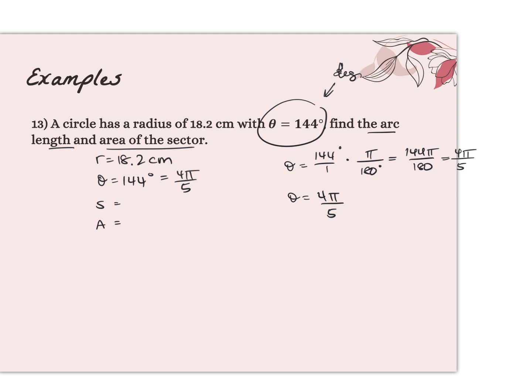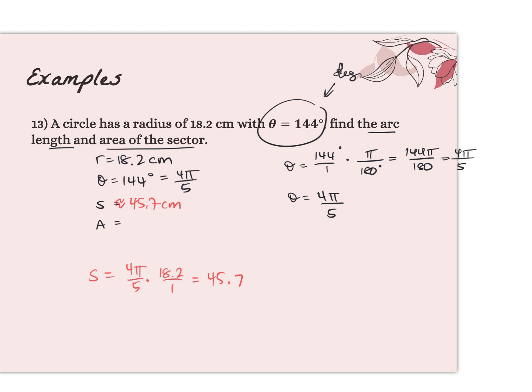So again, I come over here. My arc length is going to be theta, 4 pi over 5, times the radius, which is 18.2 over 1. So again, I know my numerator is 4 times pi times 18.2. It's like 228, and I'm going to divide it by 5. And I get 45.7. So approximately 45.7 centimeters.